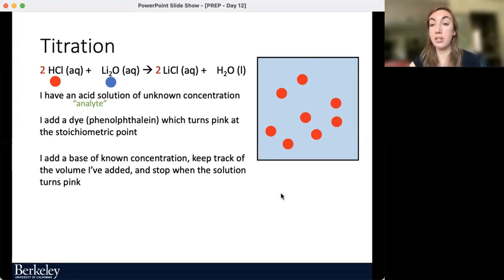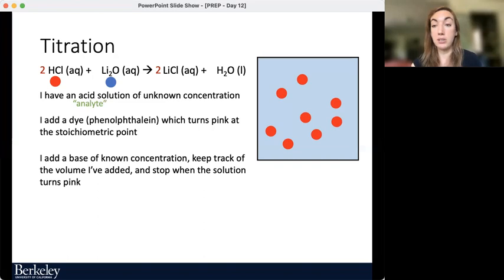So what I'm going to do is I have a base. Stoichiometric point is when it balances. So it's when I have the right number of base atoms so that I'm in a stoichiometric ratio with my acid atoms. So it's when neither of them is in excess or limiting anymore.